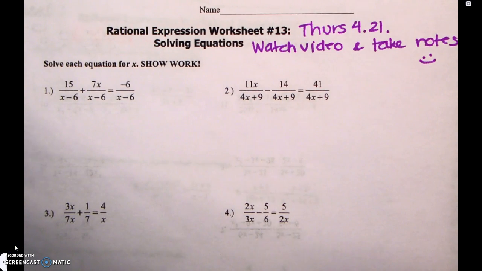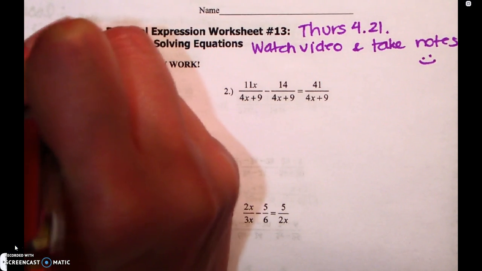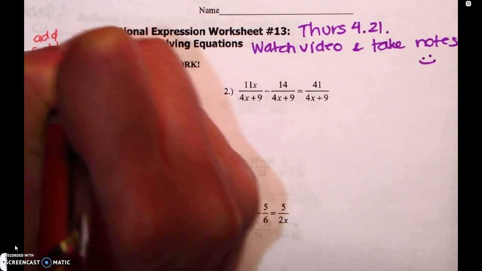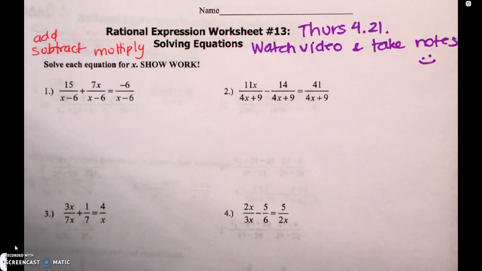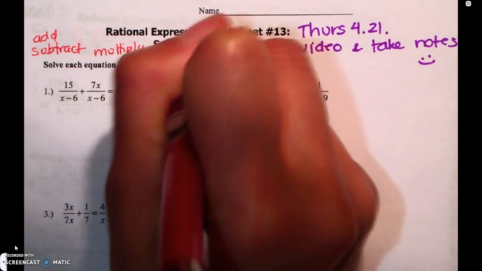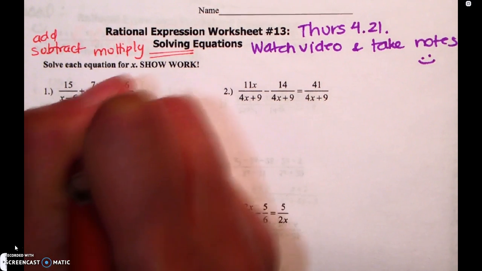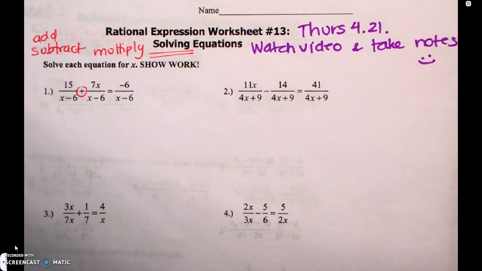Okay, so now we're at a point where you guys have learned how to add, subtract, multiply, and divide rational functions, and now we're going to combine everything that we've learned in order to solve equations. So the first thing we're going to do is, if you notice, this is adding of 2 equations.